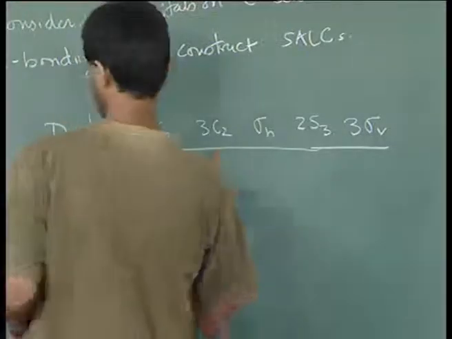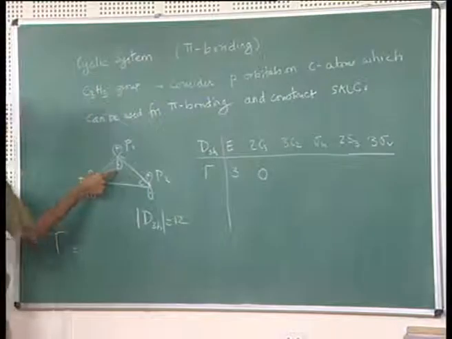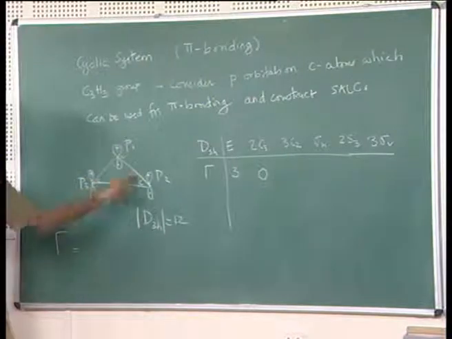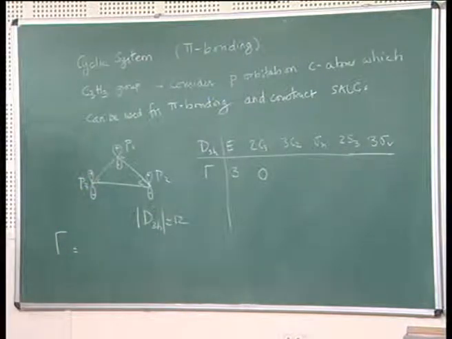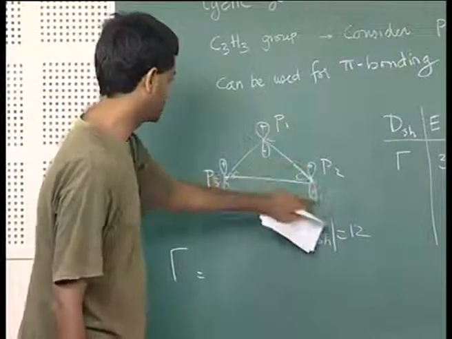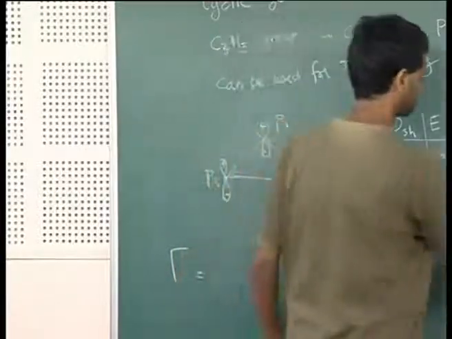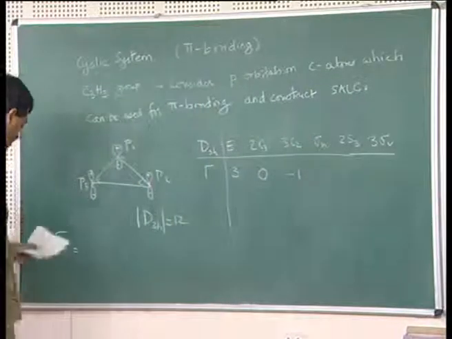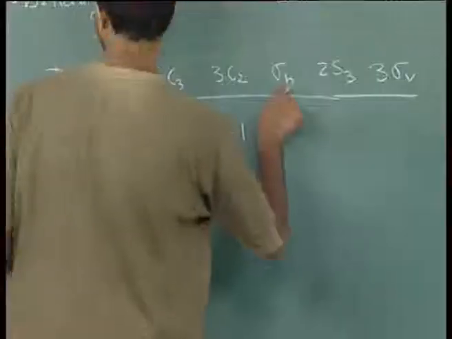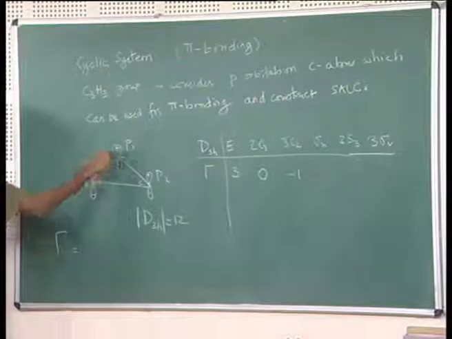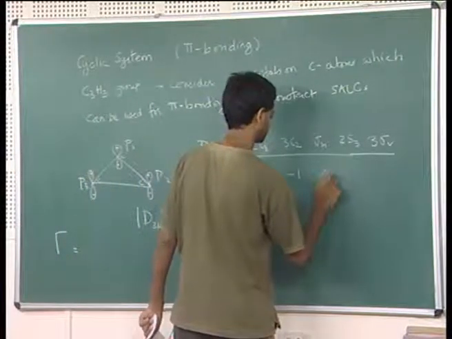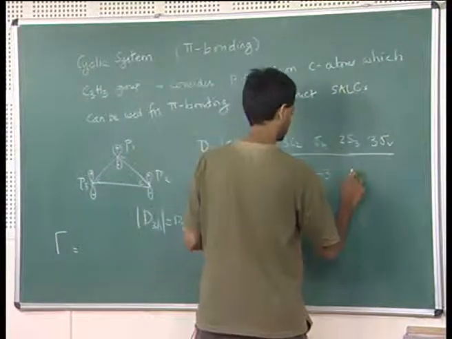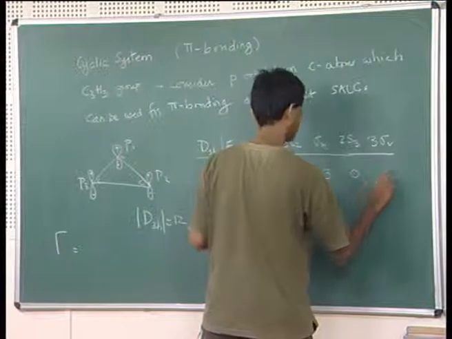Character of C2 will take P1 to minus P1. Okay, I mean one of the C2s will take P1 to minus P1. Okay, the other two will take P1 to minus P2 and P1 to minus P3. So, the trace of C2 is minus 1. Similarly, the character of sigma h will change the sign of all P1, P2 and P3, so it will have a character of minus 3. Similarly, the character of S3 will be 0 and sigma v will be 1.